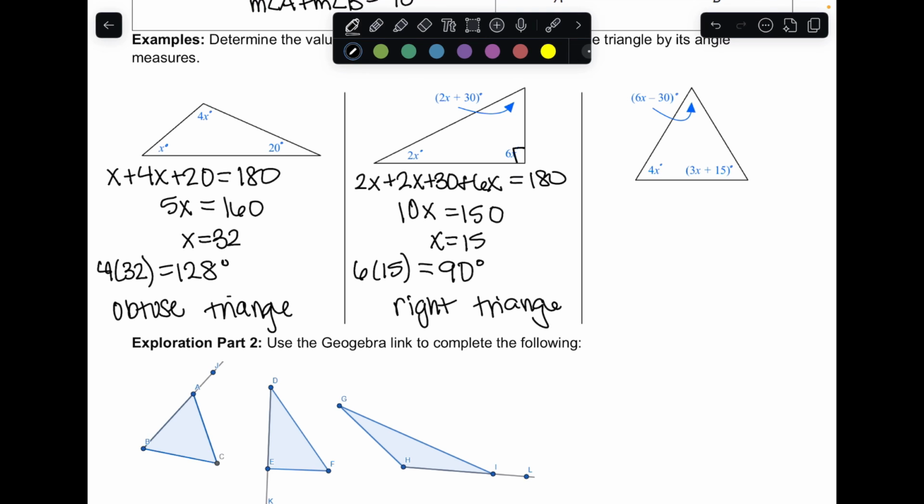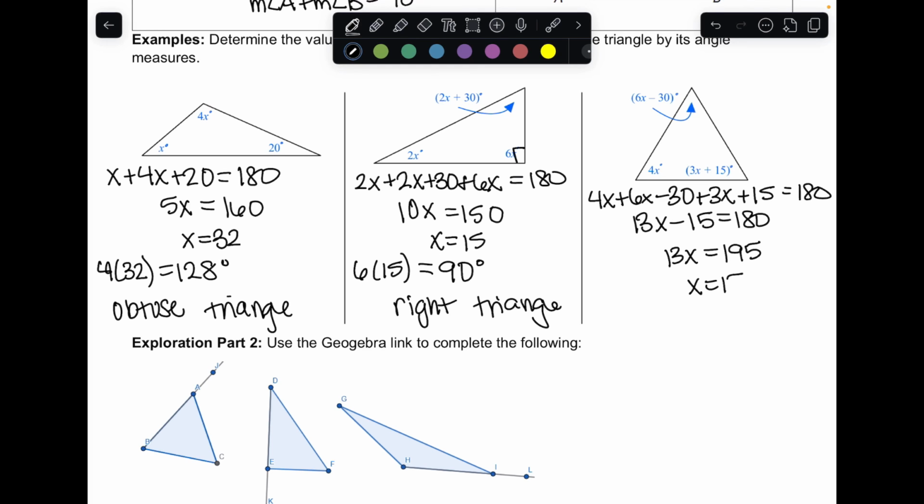Now the very last one, again, we have 3 angle measures in a triangle. We're going to add them up and set them equal to 180. Combining like terms on the left, we would get 13x minus 15 is equal to 180. Add the 15 over, you get 13x is equal to 195. Divide by 13, you get, again, x is equal to 15.